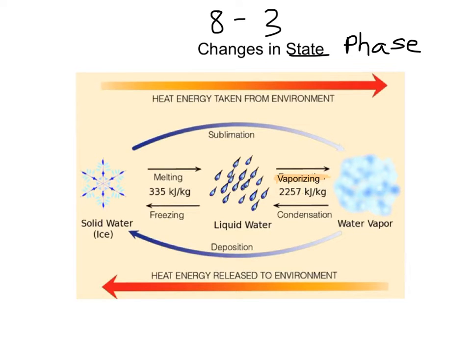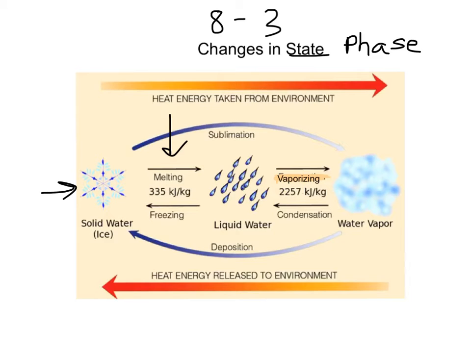So we start out, we're solid water, we're a crystalline solid right here. And the first state change is called melting. It takes 335 kilojoules of energy to make 1 kilogram of water melt. It's a lot of energy. The reverse process, going back from a liquid to a solid, is called freezing. These are things you already knew. If you're going to freeze water, you have to release that much energy.